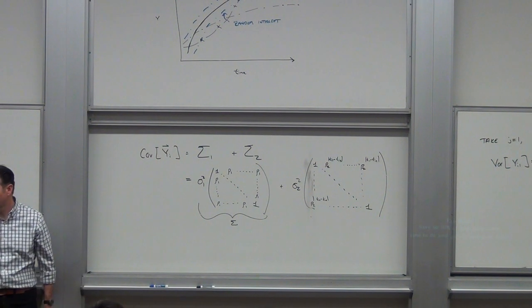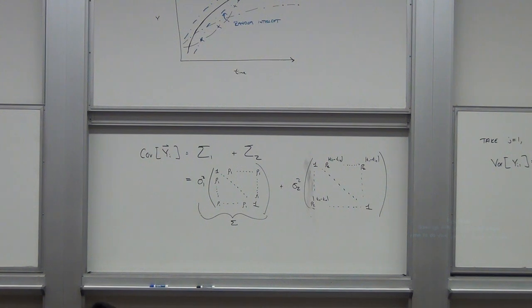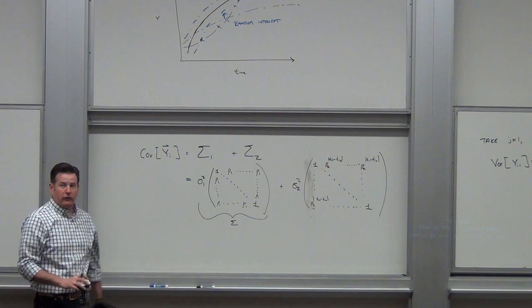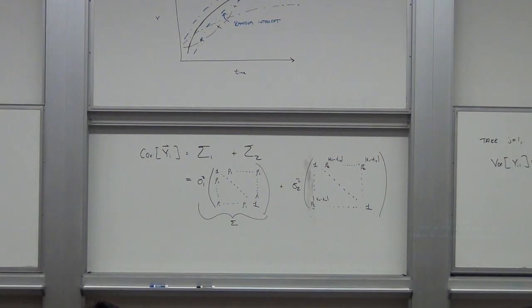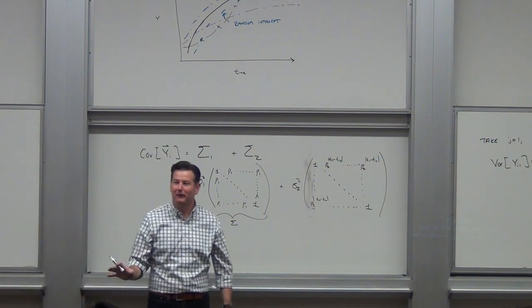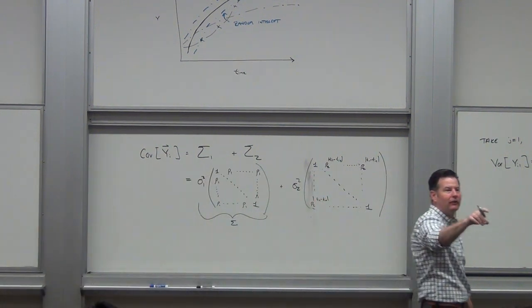Yes, Brian? Are rho one and rho two identifiable under this model? Depends on the sampling structure, but generally, yes. In other words, if I've got stochastically measured times over time, then yes, they are going to be. We're going to see a special case of it that's probably a ubiquitous model in the literature where we can estimate these things.